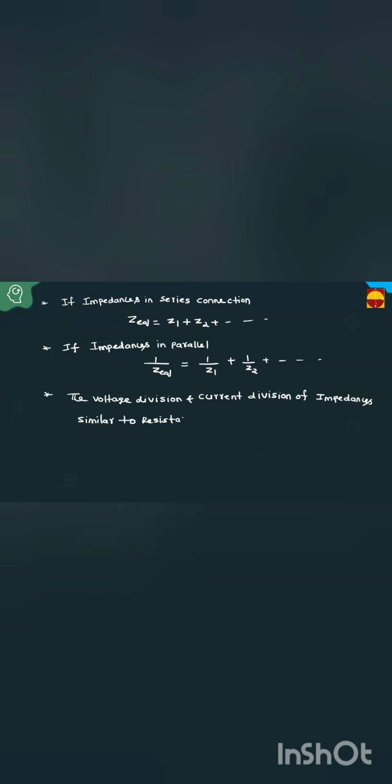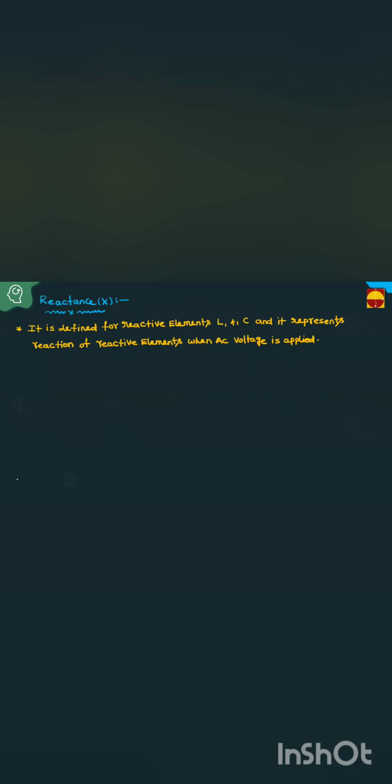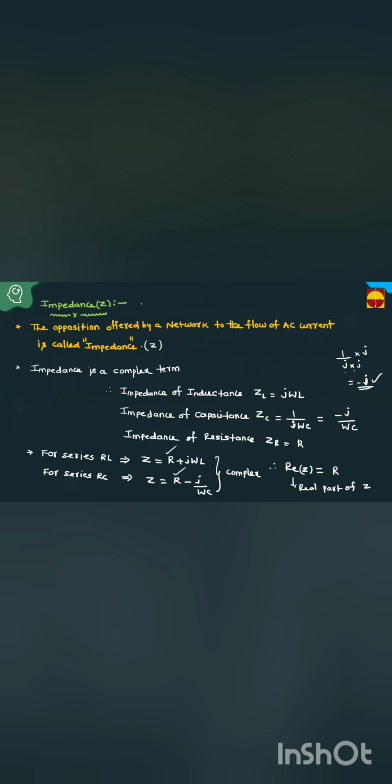What method did you apply for voltage division and current division for resistance? The same you have to apply for impedances. How to define reactance? What are the units of impedance? The impedance unit is ohms.